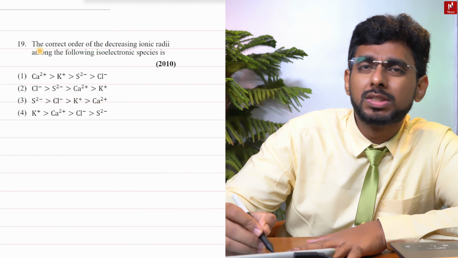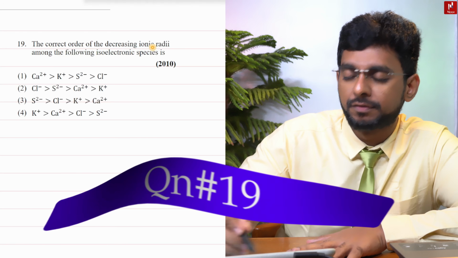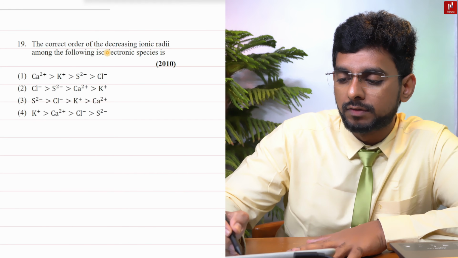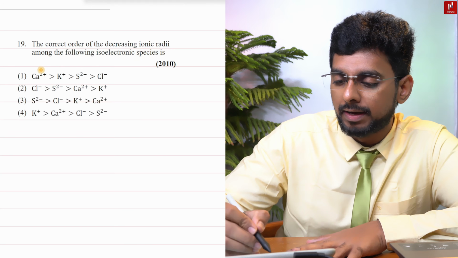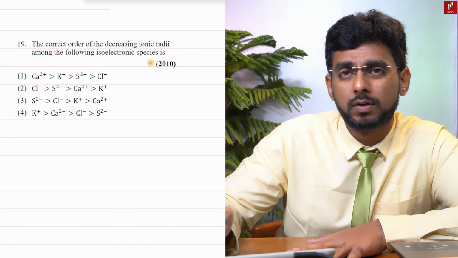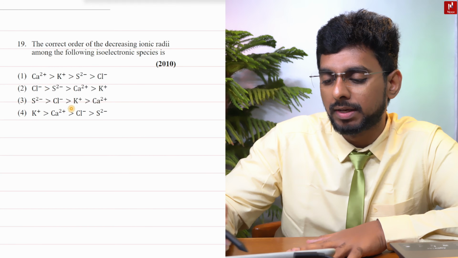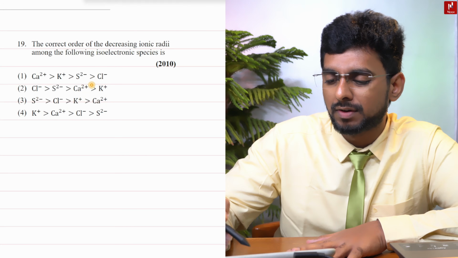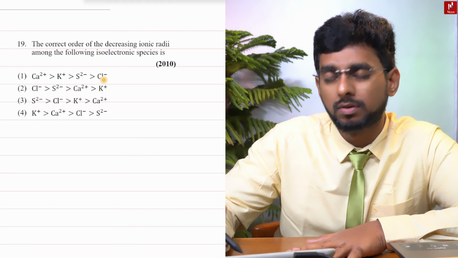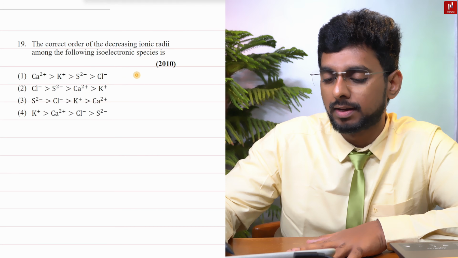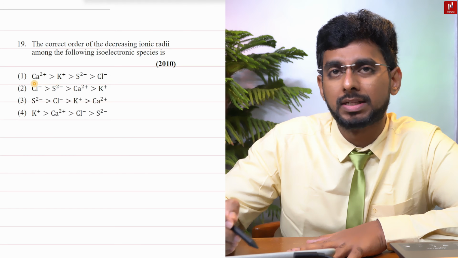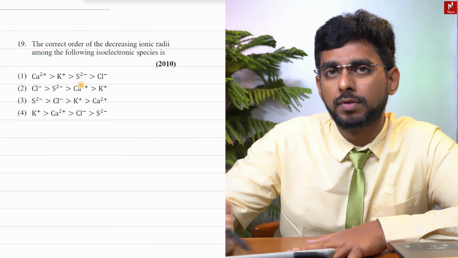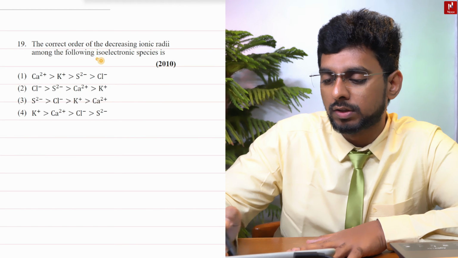Fine. This one is also a simple one based on the order of ionic radii. Let me read the question. The correct order of decreasing ionic radii amongst the following isoelectronic species. So they have clearly given you isoelectronic species. You've got sulfur, chlorine, then you would have got argon, that's not there, then comes potassium, calcium. So this should obviously be isoelectronic species.